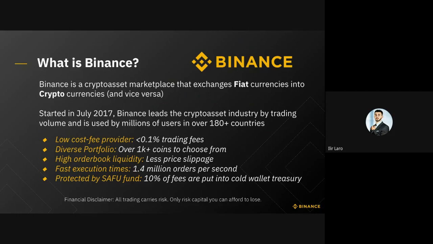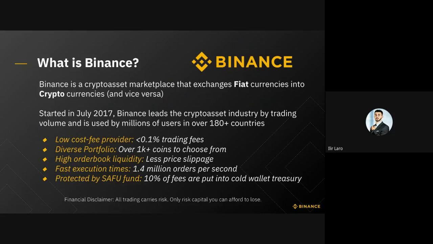We also offer fast execution times. This is an astonishing statistic, but we've seen the platform do about 1.4 million orders per second, and that's quite a vast amount if you think about a global exchange.